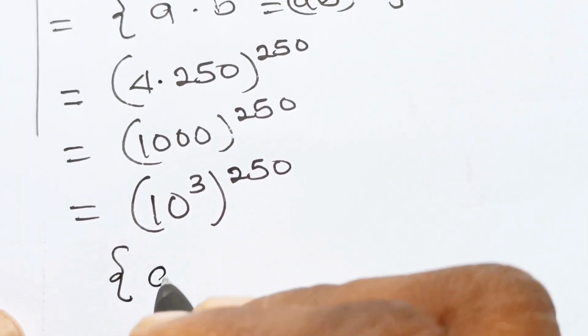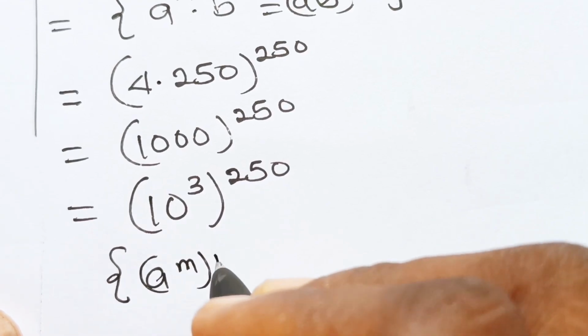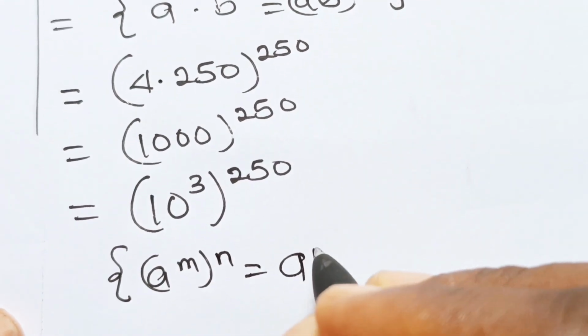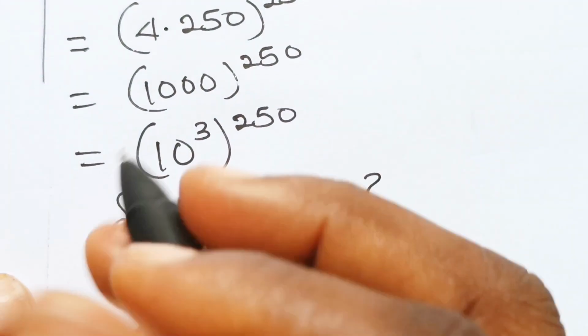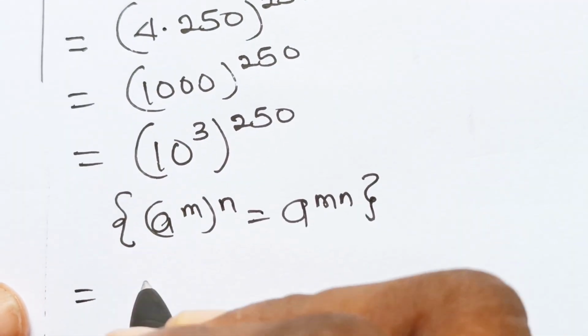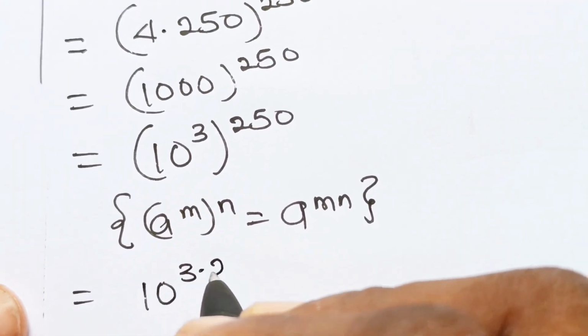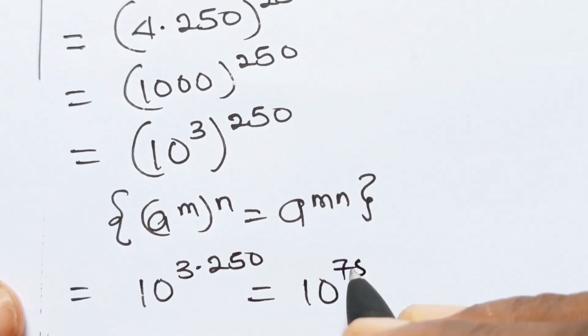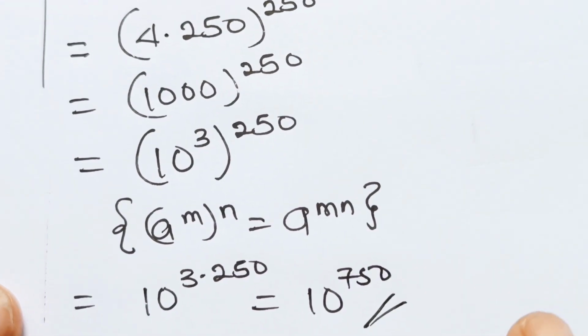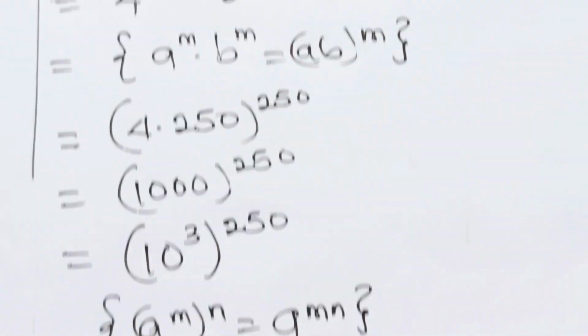Now remember that A to the power of m raised to the power of n is equal to A to the power of m times n. That means that this is equal to 10 to the power of 3 multiplied by 250, which is equal to 10 to the power of 750, which is exactly what we got using the first method.